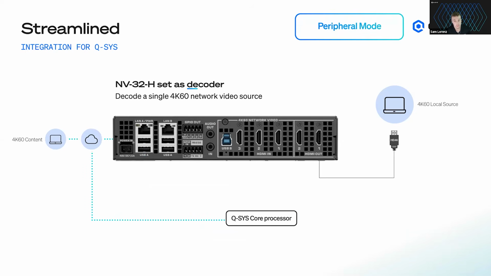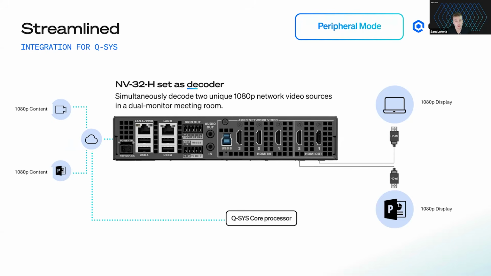When set in decoder mode, you have two options with that as well. So you are able to simultaneously decode two outputs, but if you're only decoding a single output, you're able to go up to 4K 60 as well. And you can locally switch that as well with the three HDMI inputs. If you're wanting to do two displays, you are able to do that.